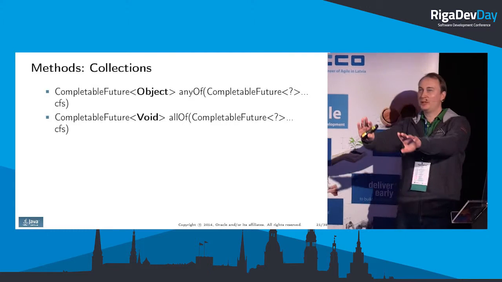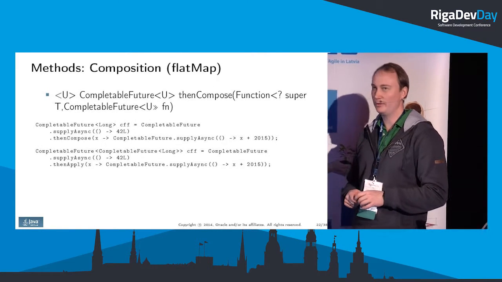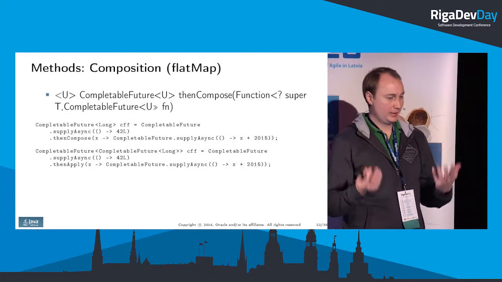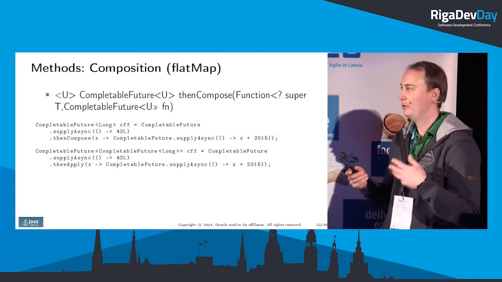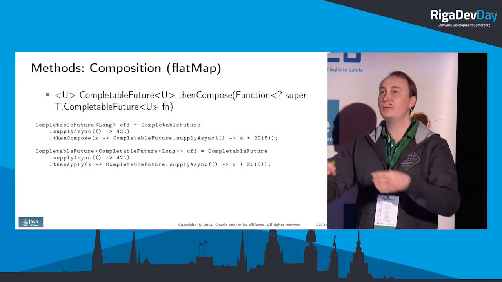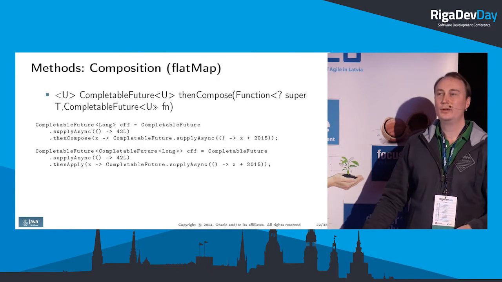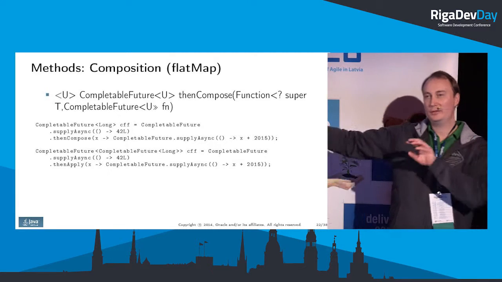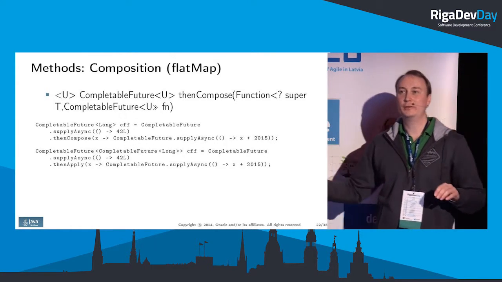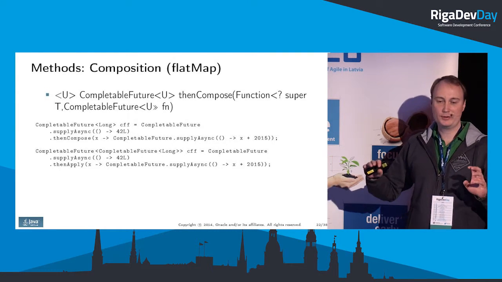All right, the complex part. Be ready. Then compose. To better understand this method, you should recall flatMap in streams. When you have a stream of streams, and you do a flatMap, you chain those streams into one single stream without any nested structure, consisting just of plain values.